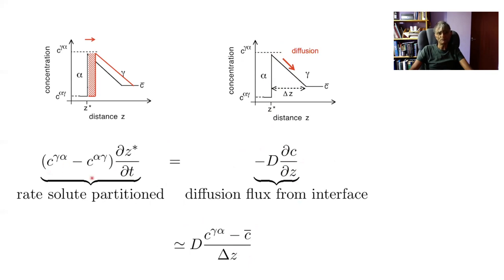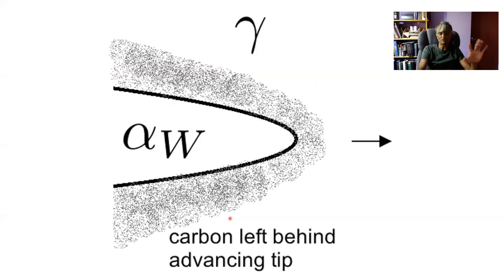Okay? So the rate at which solute partitioned is equal to the rate at which it's carried away by diffusion from the interface. Now, bear in mind that we are dealing with a plate shape, okay? So this is our Widmanstätten ferrite plate, and it's advancing into austenite. And because it's advancing into fresh austenite all the time, the diffusion distance here is constant, although we are accumulating carbon behind the tip of the plate. So if the diffusion distance is constant, you can immediately conclude that the lengthening rate of the Widmanstätten ferrite plate will also be constant, although the thickening rate will not, because we are accumulating carbon behind the advancing tip.